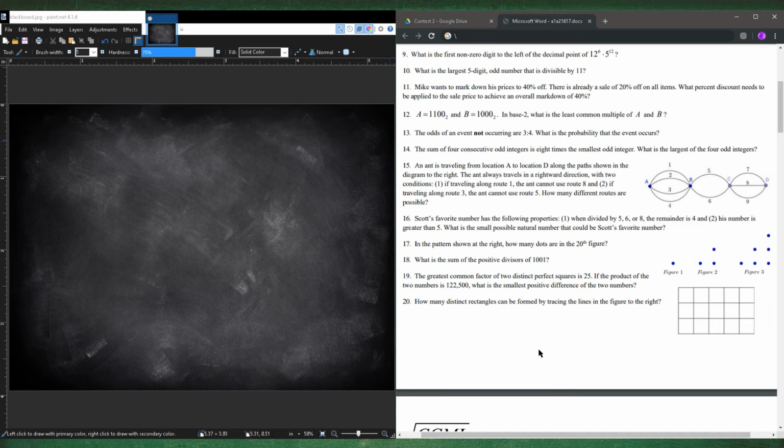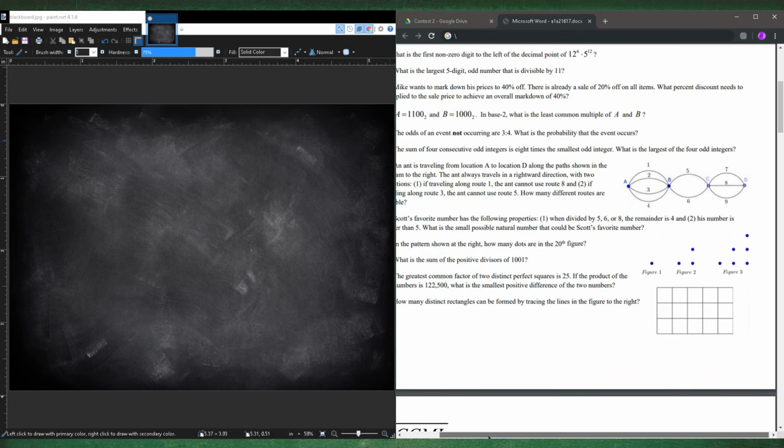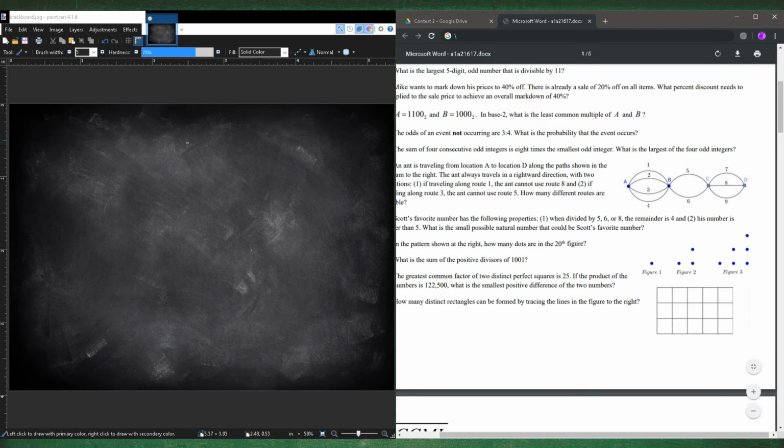Question 20. How many distinct rectangles can be formed by tracing the lines in the figure above? Okay, this is actually kind of simple. There is a really neat trick to this. So basically, think about the lines vertically and then horizontally, or horizontally and then vertically. I'm going to think of it vertically and horizontally.